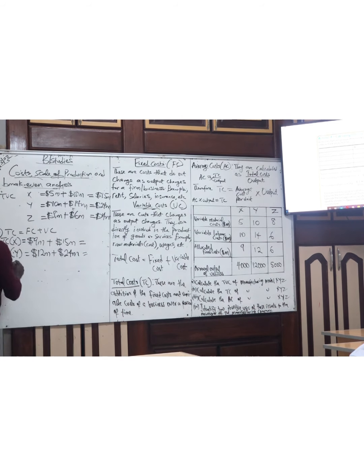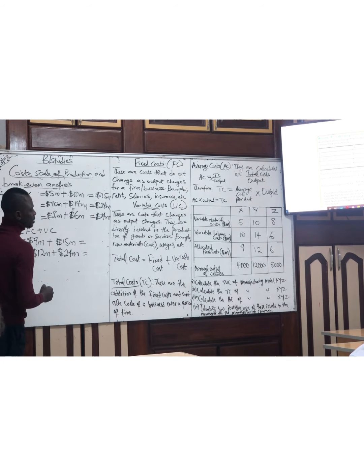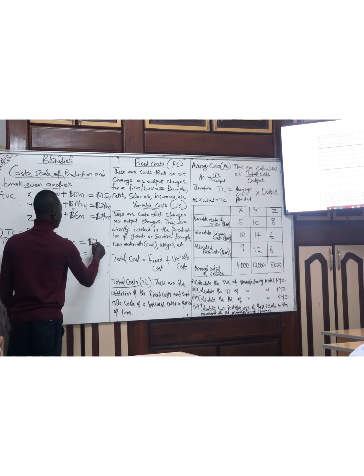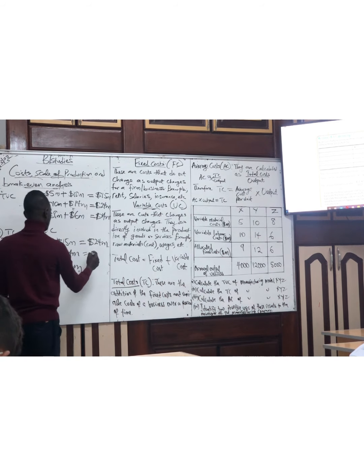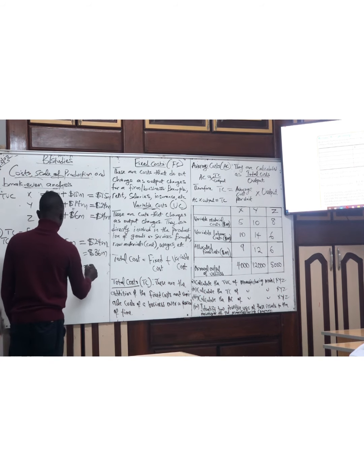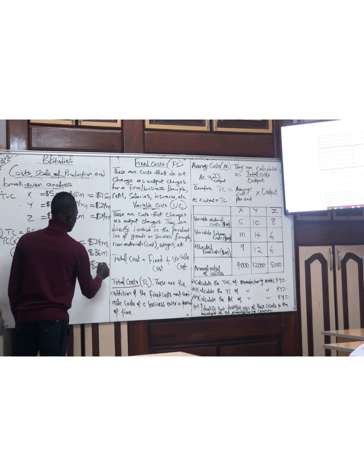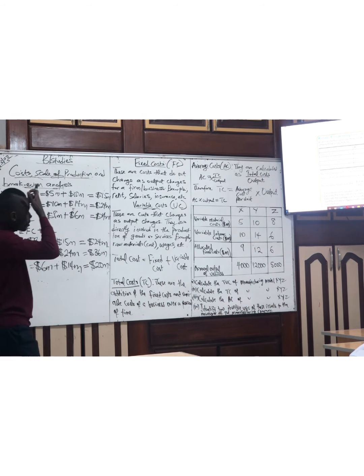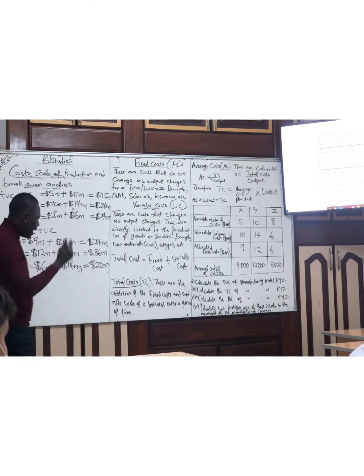Then we go to the last one for Z. What was the FC? 6. Are you sure? Yes. Okay, 6. Yeah, thank you. 6 plus 14 million. So this is 20 million. Is it clear? Yes. Do you all understand? Yes. Great.